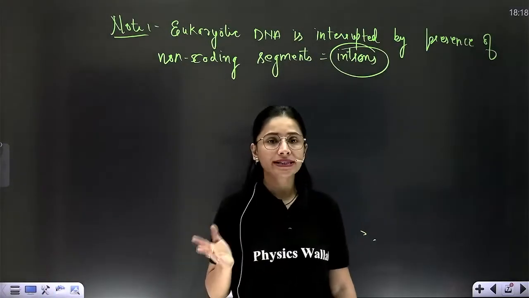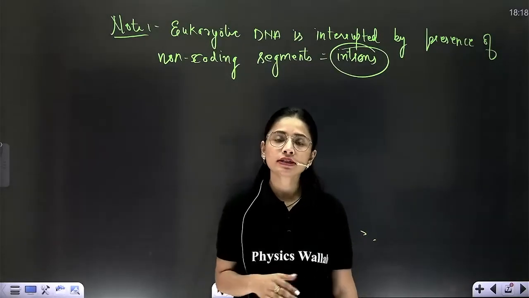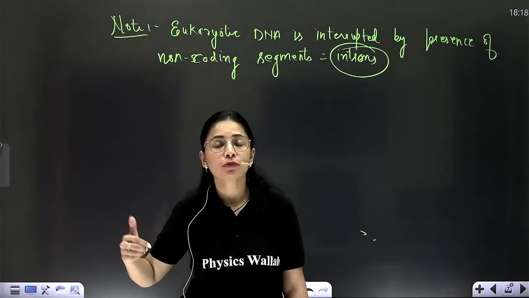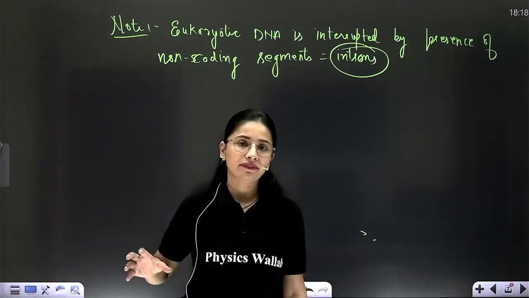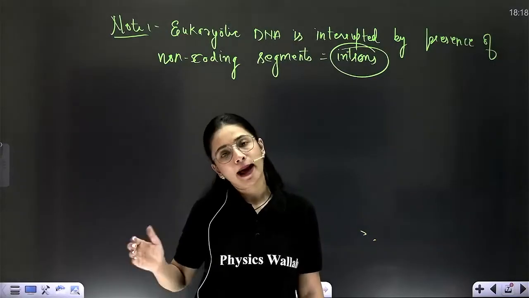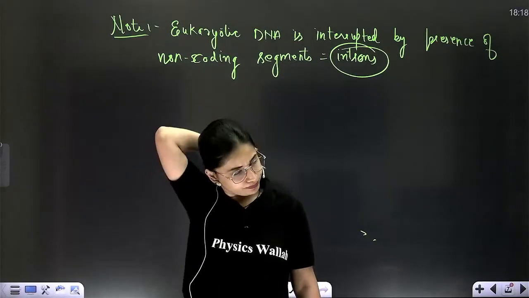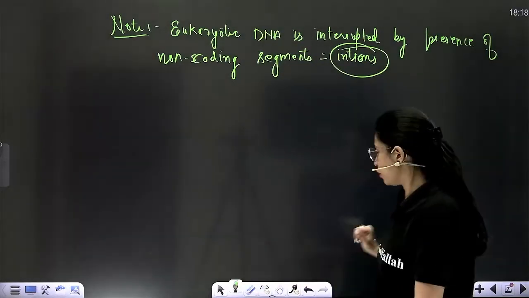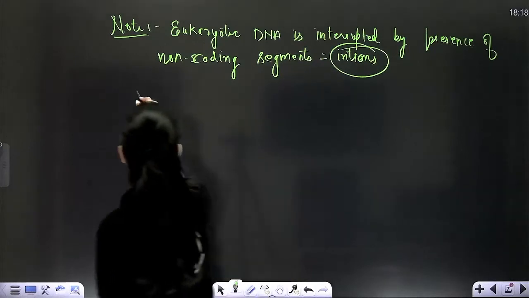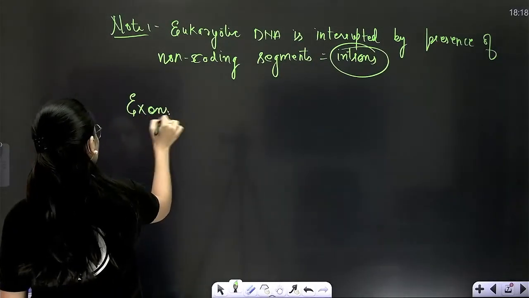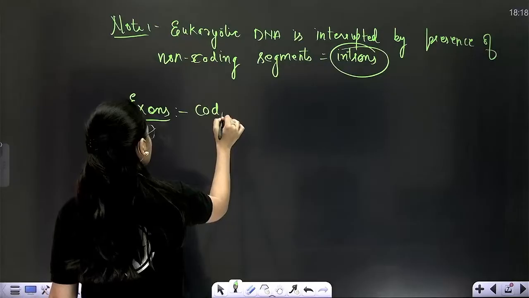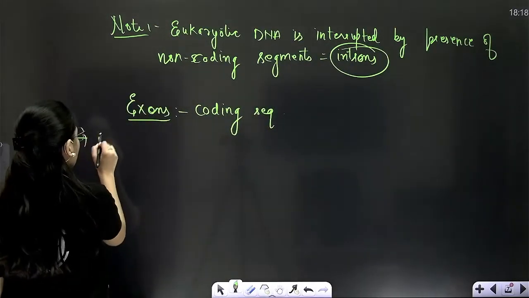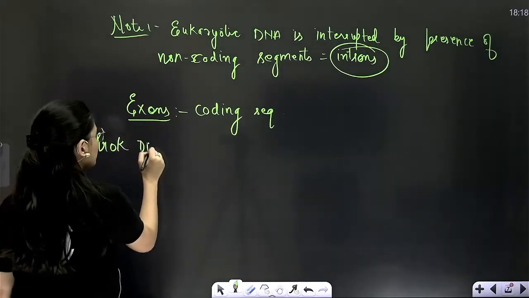Okay, the coding sequences are known as exons, but non-coding sequences are known as introns. Non-coding means that part of DNA which cannot produce protein. However, these non-coding regions are absent in the case of prokaryotes. Okay, so these are the minute details which you should know before we start with the process of transcription. So exons are basically coding sequences. Prokaryotic DNA lacks introns.